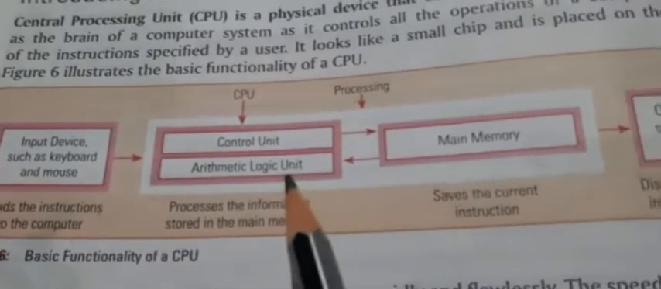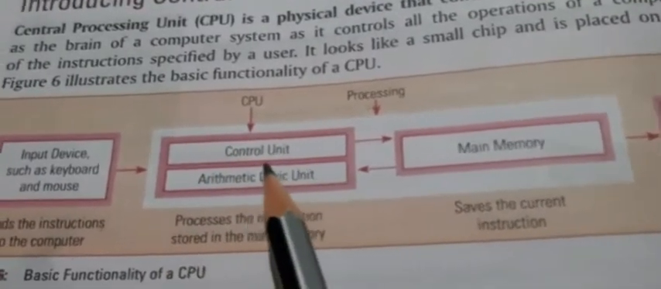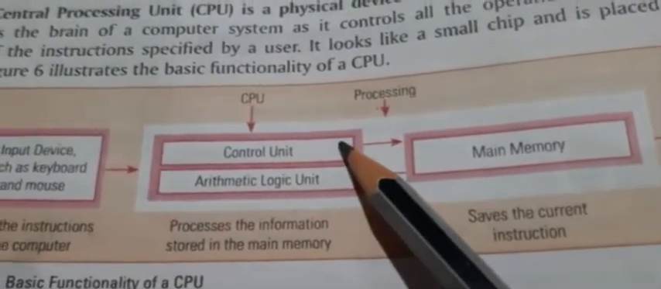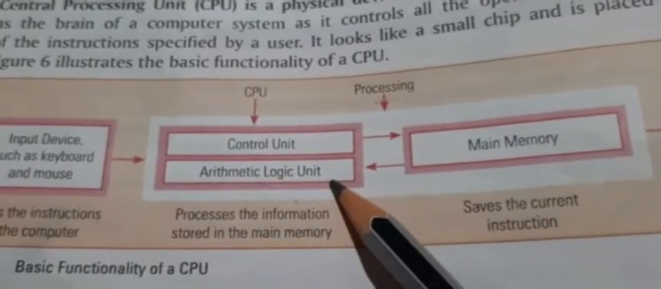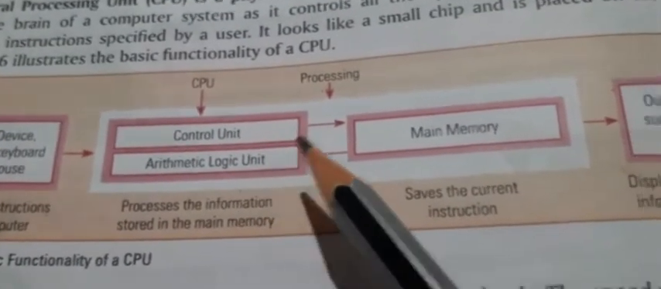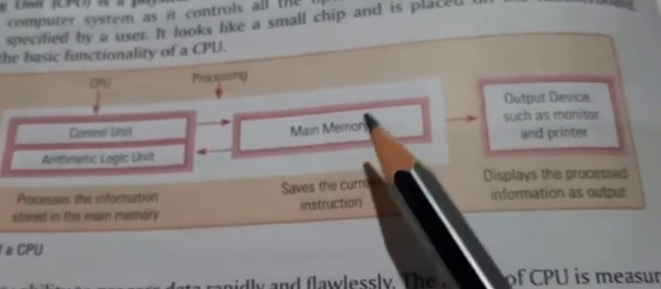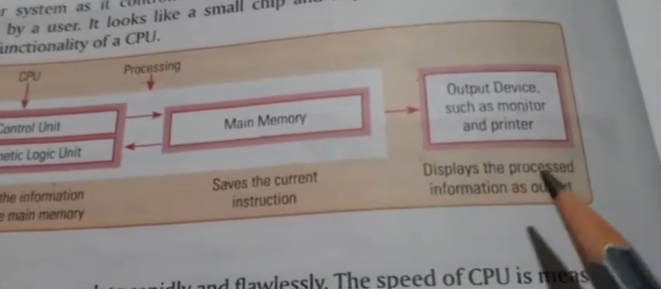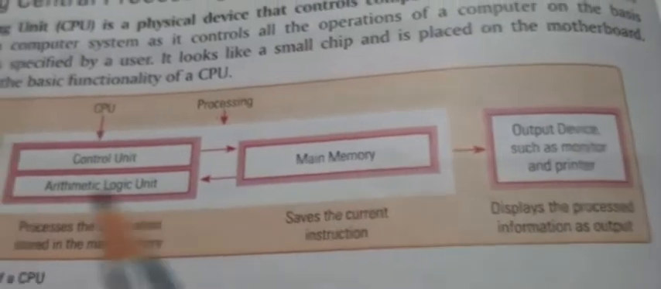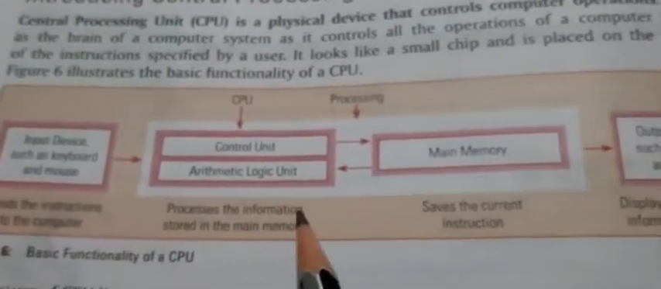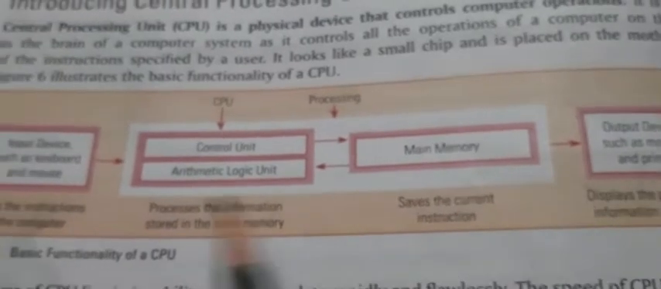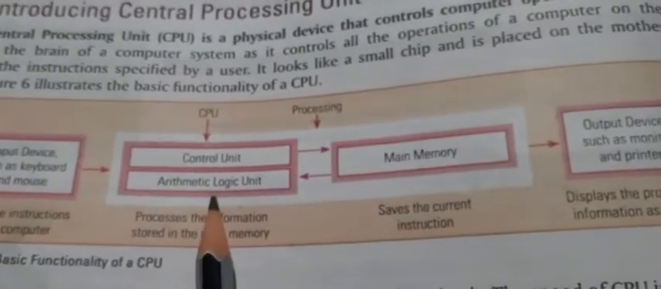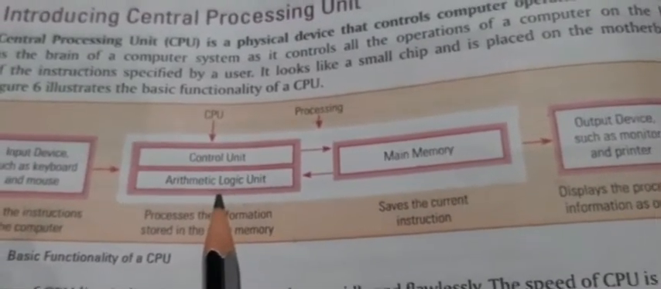Okay, the main memory. The central processing unit, you can say CPU, is divided in two parts: control unit and arithmetical and logical unit. After that, the processed data is saved inside the main memory, and then it is sent to the output device such as monitor or printer, etc. So this is the main process of working of a computer system. Yesterday we discussed the input devices, and today we will discuss the central processing unit. Okay, so let us start.